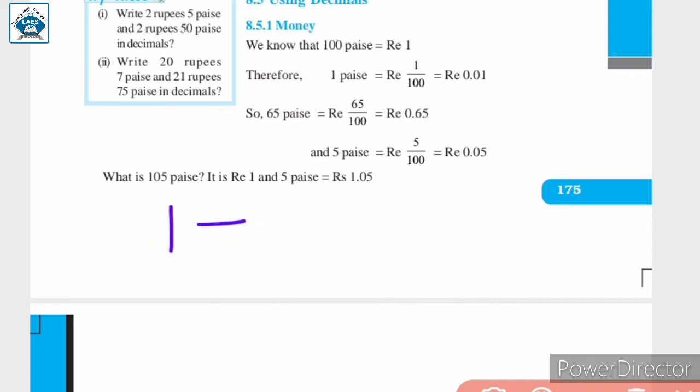So this will be equal to 1 plus 0.05. जब ऐड करेंगे then we know that we will get 1.05. इसीलिए 105 पैसे जो है that is equal to 1.05 rupees.